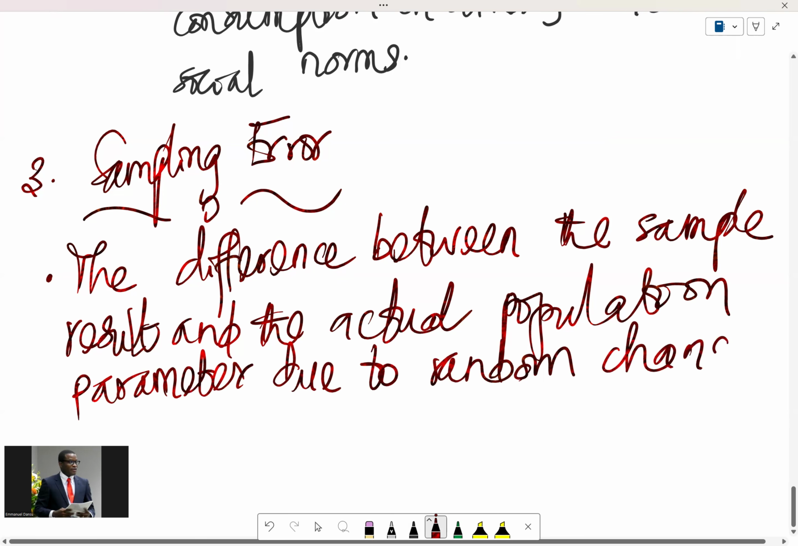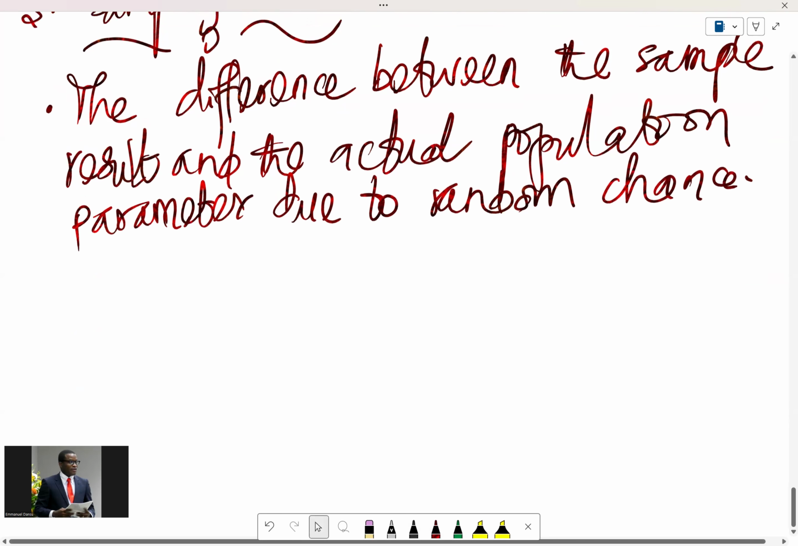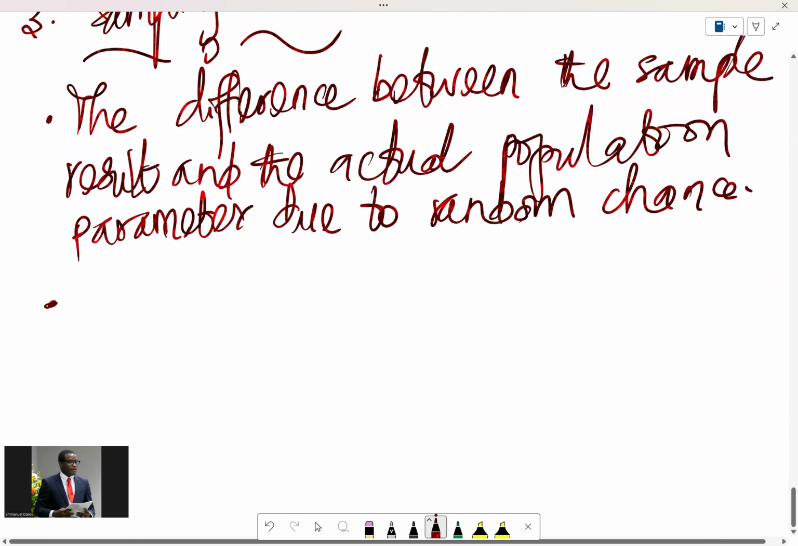So here you may not have so much power over this, because of course your sampling method will determine how well you get the data that represents what you want to do, and then that will determine to what extent there's error in your sampling.